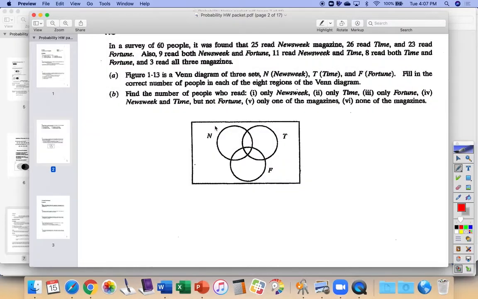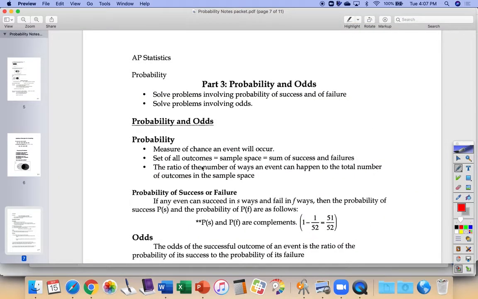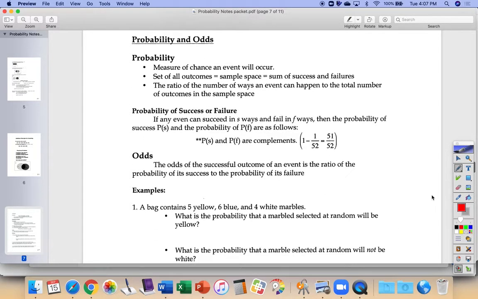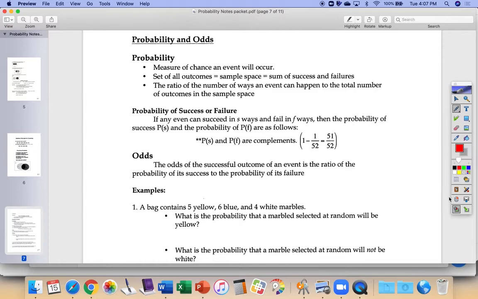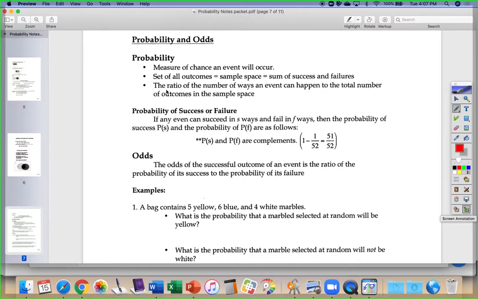The second part of our notes today is to go over probability and odds. If you've noticed, we have not done a probability question yet together. We've only been doing counting. What is the difference between counting and probability? Well, probability is successes divided by a total, or failures divided by a total.